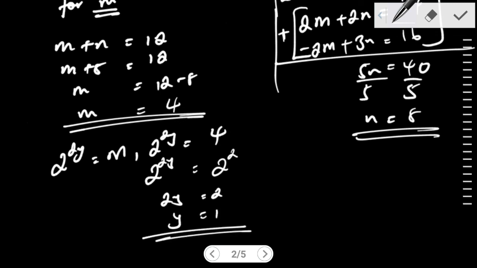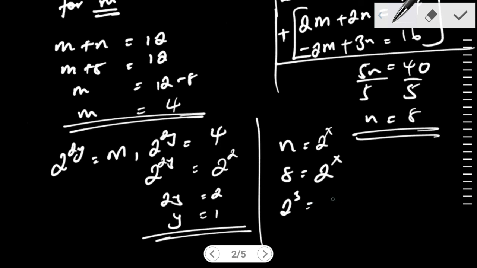At the same time, if we are to get the value of x, remember, n is equal to 2 to the power x, and n is equal to 8. That means 8 is equal to 2 to the power x. This is 2 to the power 3 equals 2 to the power x, same bases, so powers are equated, then you find 3 would be equal to x. So that would be the value of x.